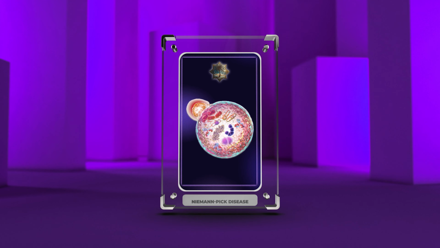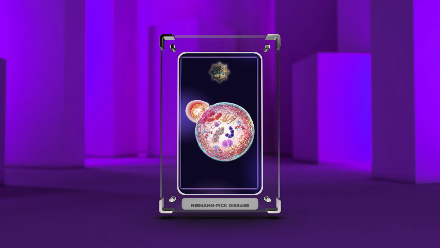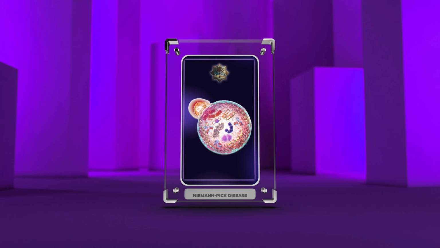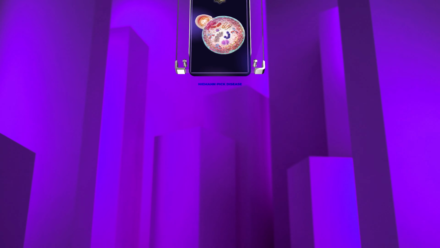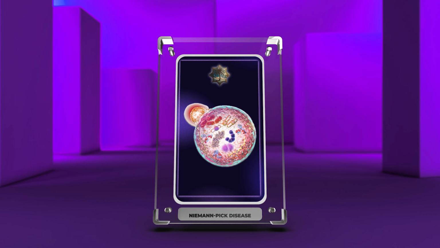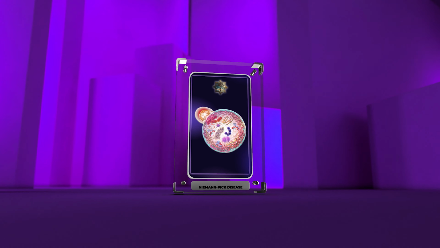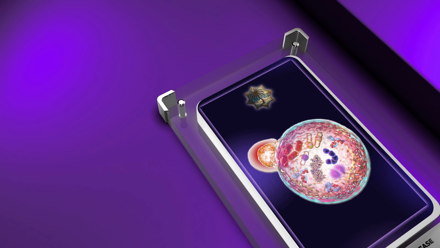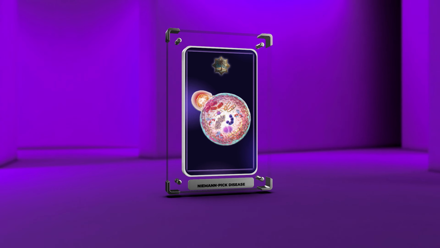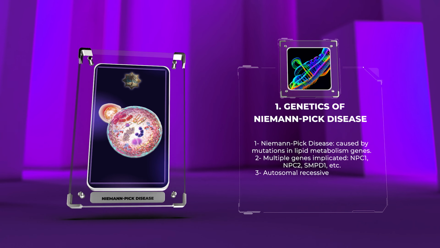In this lecture, we will explore the genetics of Niemann-Pick disease, the role of lipid metabolism in cellular function, disruptions in lipid metabolism that occur in this disease, cholesterol accumulation, clinical manifestations and disease progression, neuroimaging techniques for diagnosis and monitoring, laboratory findings, as well as specific types of Niemann-Pick disease and available treatments such as enzyme replacement therapy and substrate reduction therapy.